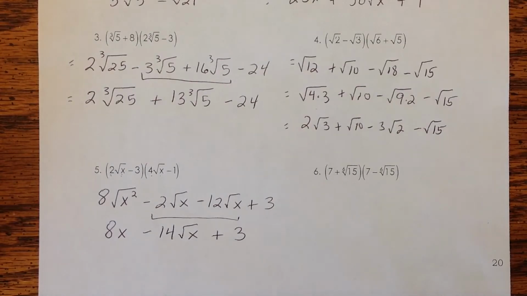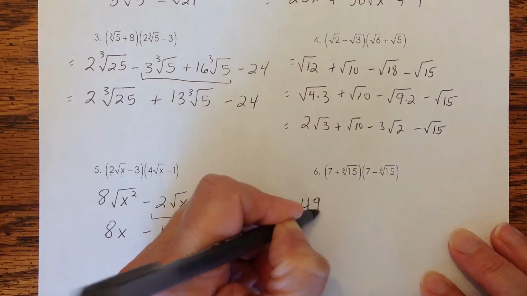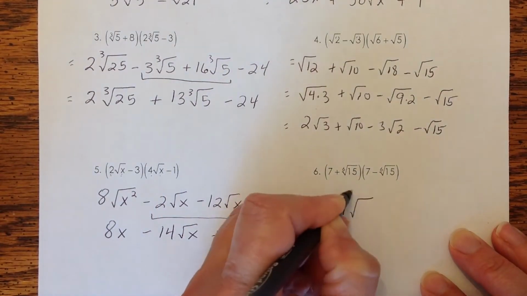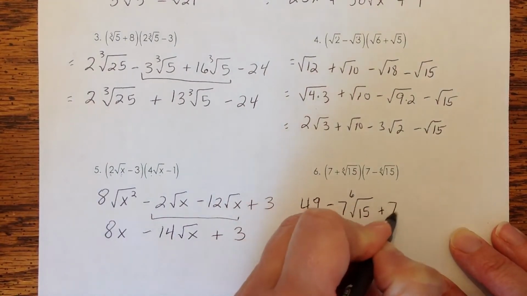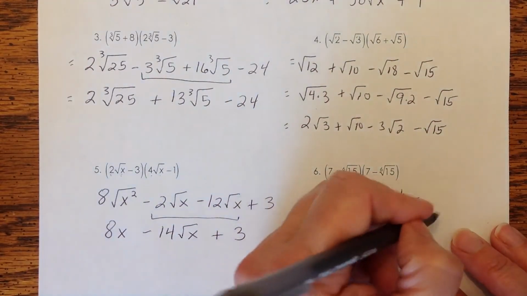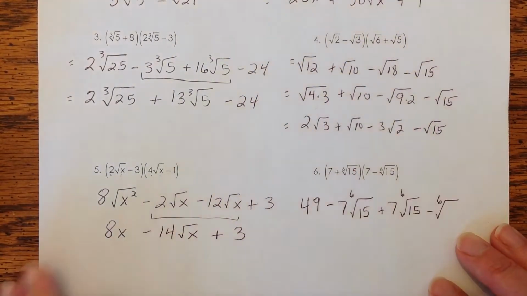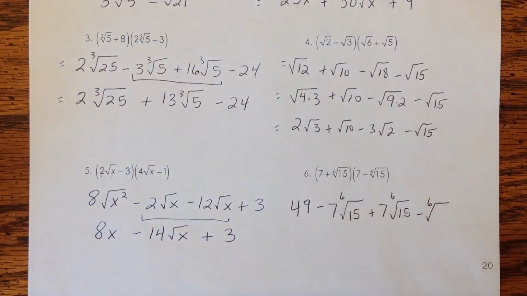So we have 7 times 7 is 49. Minus 7 sixth root of 15. Come on the inside, plus 7 sixth root of 15. Minus the sixth root of 15 times 15, which is 225.